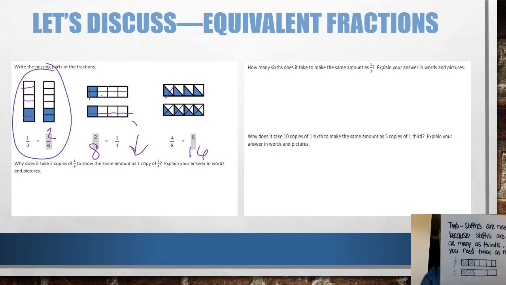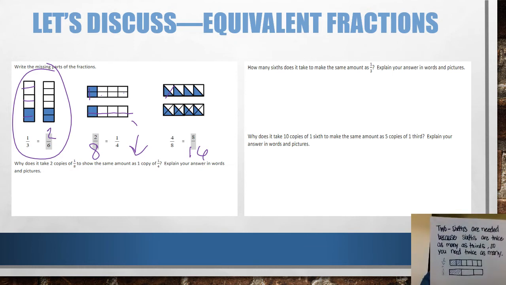Let's see if you can see this. Again, I did the diagram. I made horizontal bars this time, and I showed 2 sixths on top shaded in with 1/3 in the second bar shaded in, and that's the same amount. You can kind of see that it takes 2 sixths to make each one of those thirds.